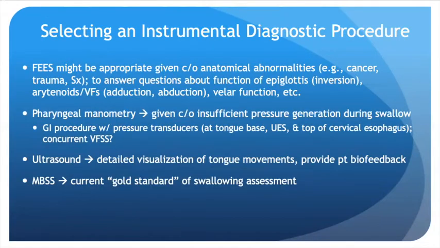So in terms of selecting an instrumental diagnostic procedure, you could use FEES if it is available and modified barium swallow study is not. Or if there are concerns of any anatomical abnormalities, such as cancer, trauma, surgery, damage to the mucosa, and if you want to answer questions about the function of the epiglottis or of the vocal folds. Modified barium swallow study is, of course, the current gold standard of swallowing assessment. So if that's available, that is the first choice.